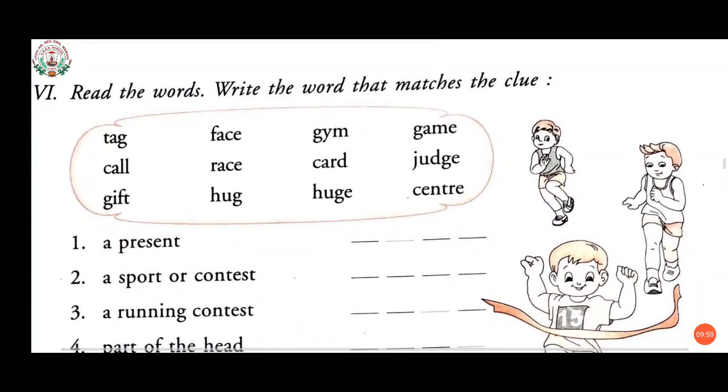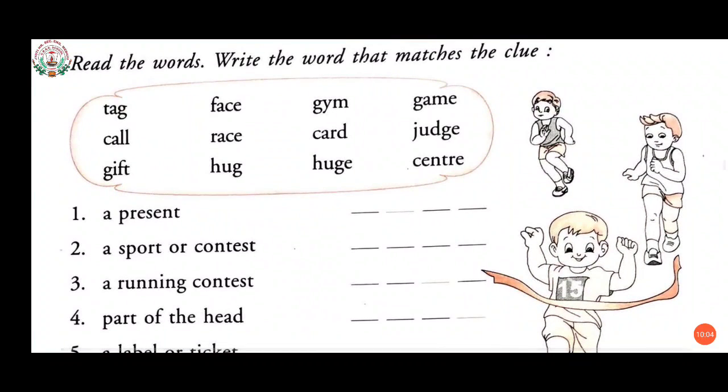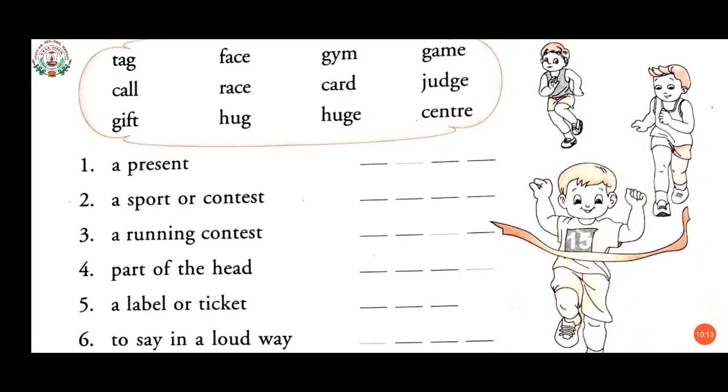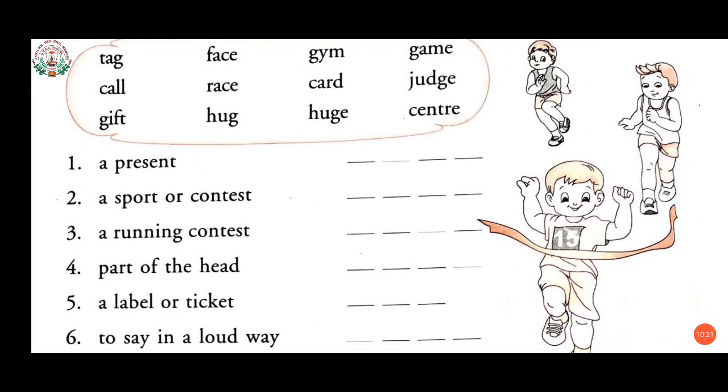Now sixth students, what it is given, read the words, write the word that matches the clue. Now you can see in a small box options are given. And first question here, a present. What we called a present? A present means we called it as a gift. This is gift. Now second, a sport or contest. A sport or contest will come under this game. Then third, a running contest. A running contest will be here, this race.